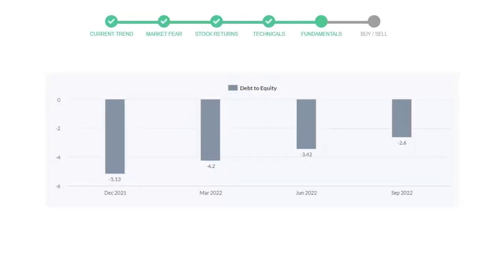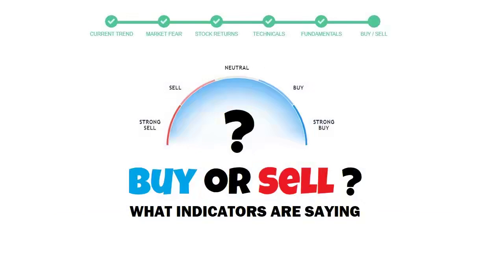Let's see debt numbers. Debt to equity number tells us how much the company is in debt. In the first quarter, it was negative 5.13. Then it increased to negative 4.2. Then in the third quarter, it again went up to negative 3.42. In the recent quarter, the debt score increased to negative 2.6. Generally, this ratio should not be over 2.0.